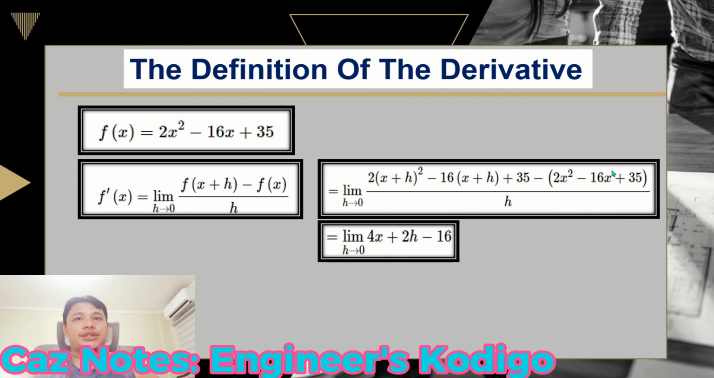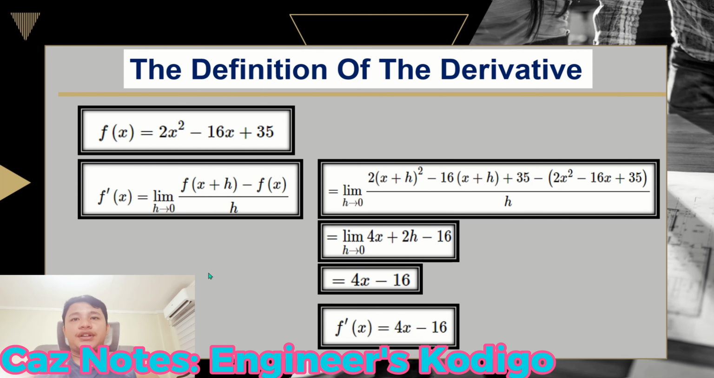Now, as h approaches 0, question: can we directly plug 0 into the equation? Is it possible? Well, yes. We can basically evaluate the limit directly by plugging 0 into the equation. By doing that, we'll obtain 4x minus 16. Therefore, the first derivative of the function f of x is equal to 4x minus 16. Very nice and easy. That is how we are going to apply the very basic formula of derivative.